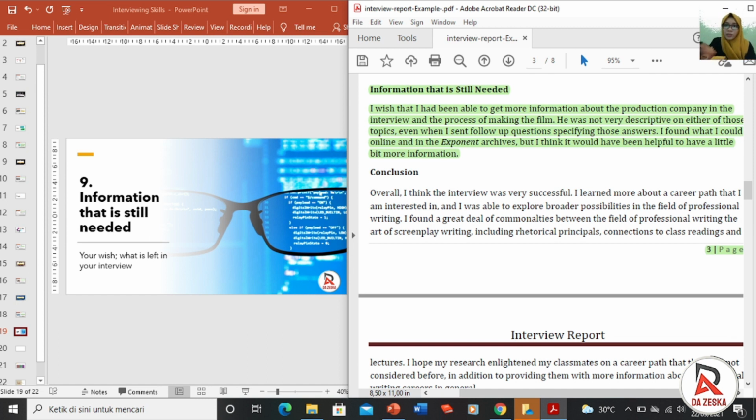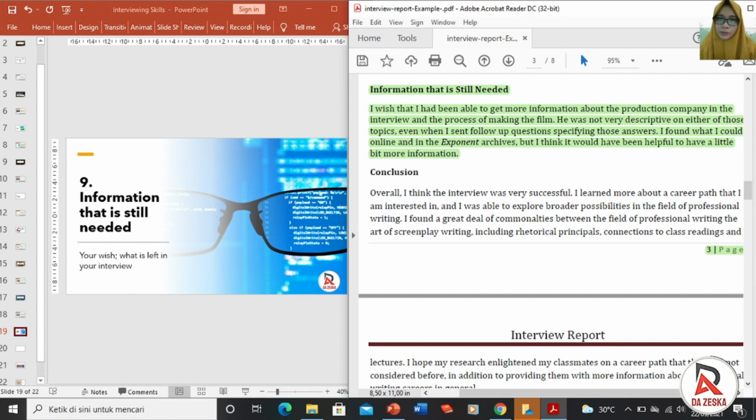And the process of making the film. He was not very descriptive on either of those topics, even when I sent follow up questions specifying those answers. I found what I could online and in the Exponent archives, but I think it would have been helpful to have a little bit more information. So this is an example that you may copy.